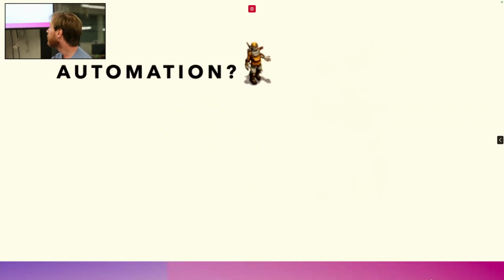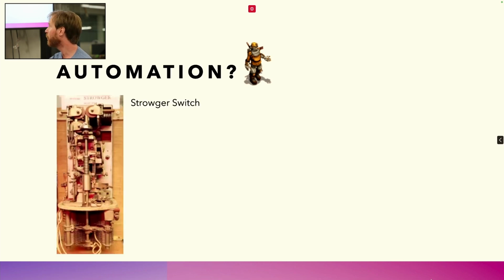So in comes automation. And if you played Factorio, I got my little engineer there. But how'd we do it? We did it with something called this. It's called the Strowger switch. And I don't really know how this thing works, but I've seen a video of it, and I can't really show it here because of copyright and stuff.